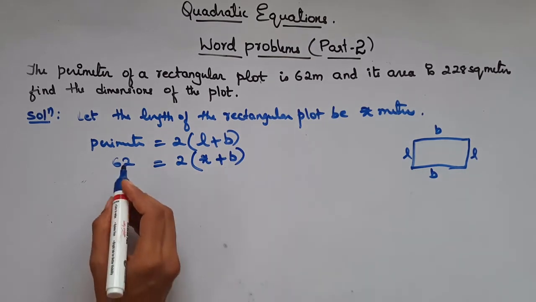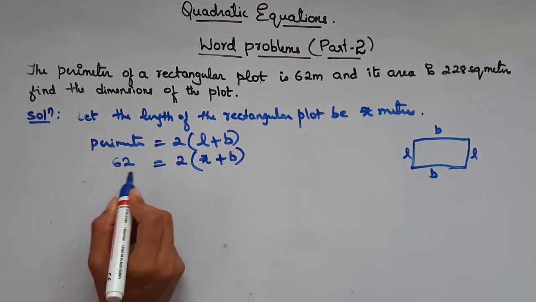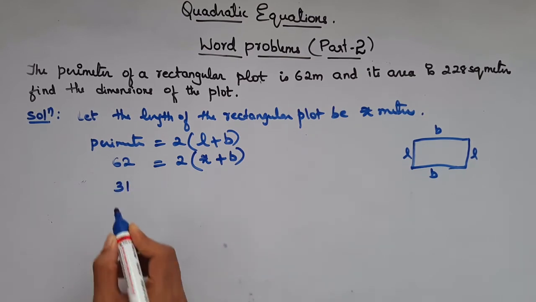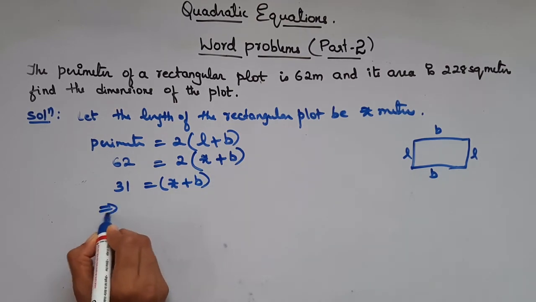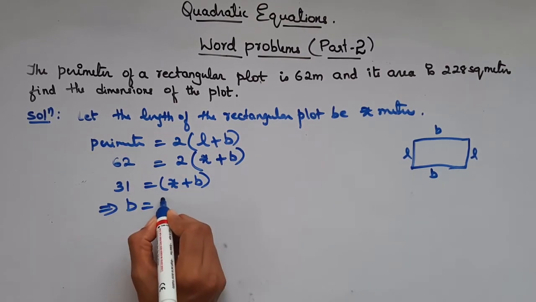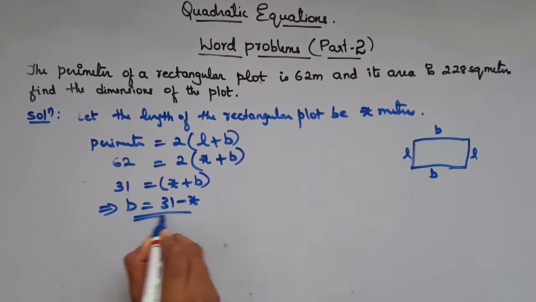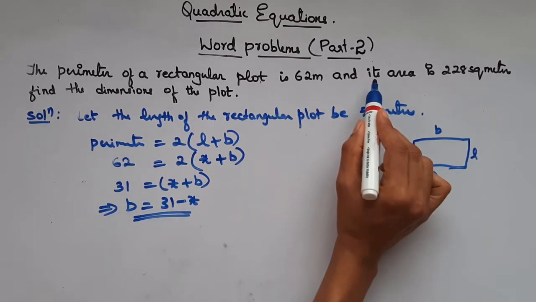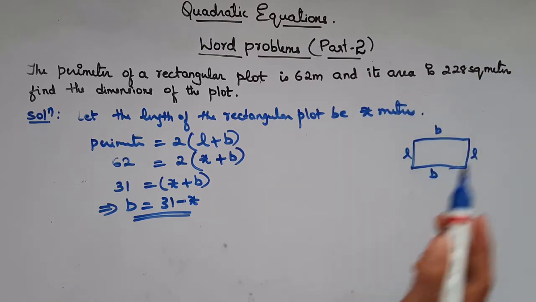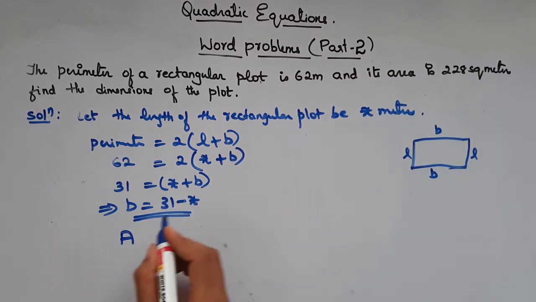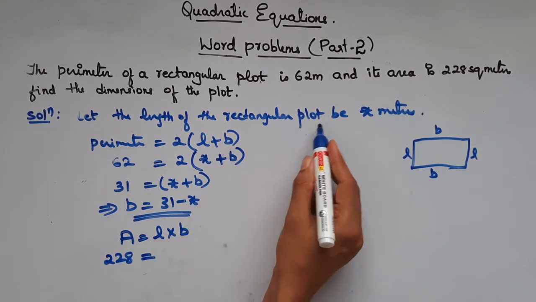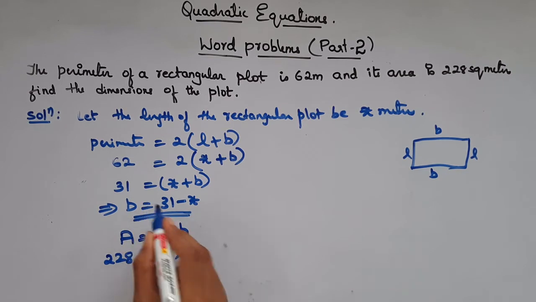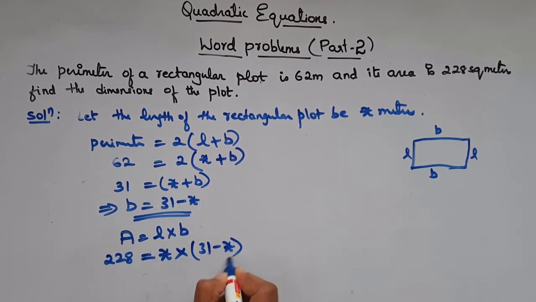So now let's see what b is here. 62 by 2, so 2 threes are 6, 2 ones are 2, so 31 is equal to x plus b, right? Which implies b is equal to 31 minus x. So your breadth is 31 minus x. Further it says its area is 228 square meters. We know area of the rectangular plot is nothing but length into breadth. Here A is 228 square meters, which is equal to the length of the plot, which we have taken as x, and the breadth, 31 minus x, right?